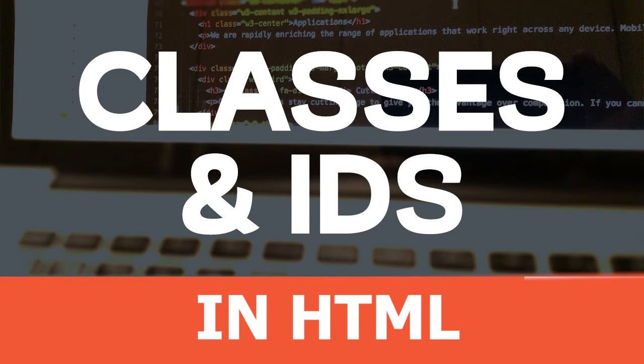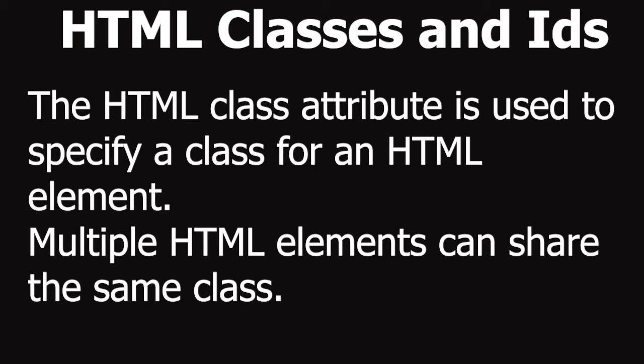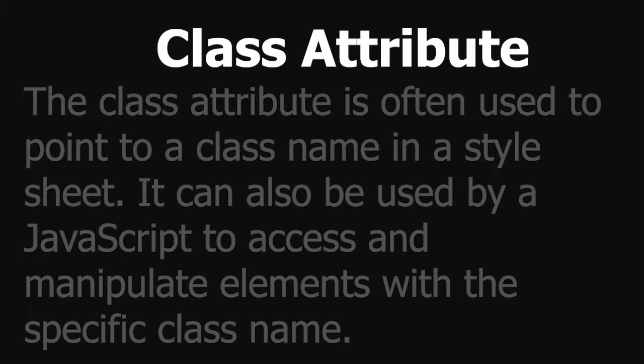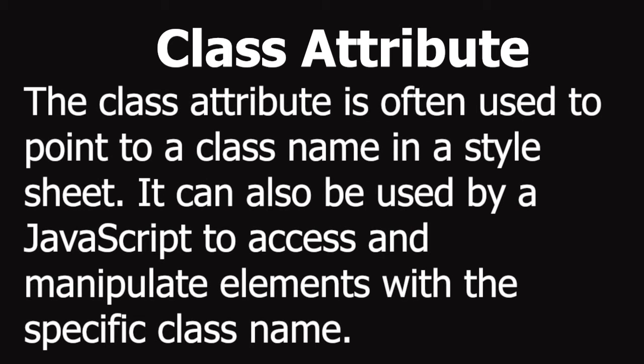HTML classes and IDs. The HTML class attribute is used to specify a class for an HTML element. Multiple HTML elements can share the same class. Now the next thing to learn is the class attribute. The class attribute is often used to point to a class name in a style sheet. It can also be used by JavaScript to access and manipulate elements with the specific class name.